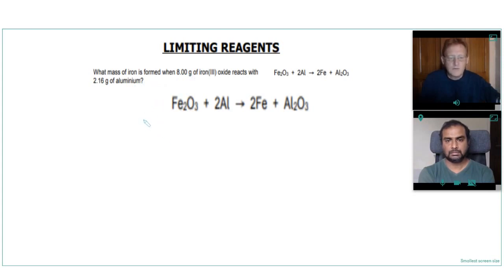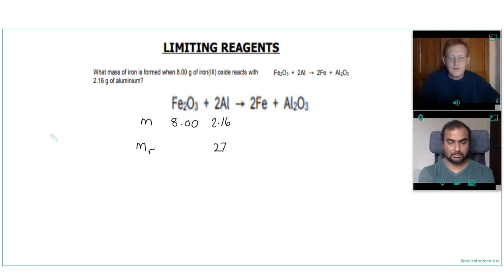So we've been given the mass, and we've got 8 grams of iron oxide and 2.16 grams of aluminium. And then if we make a note of the MR, for aluminium the MR is 27. That's the atomic mass of aluminium. And for iron oxide we've got 2 irons and 3 oxygens.